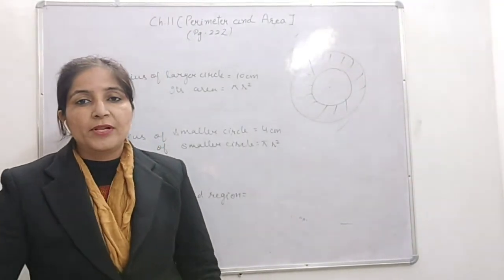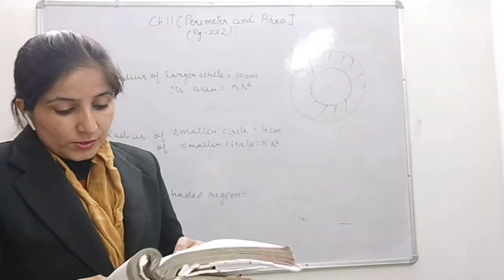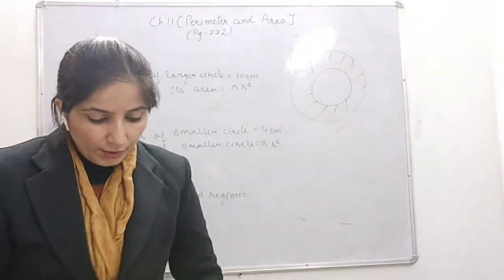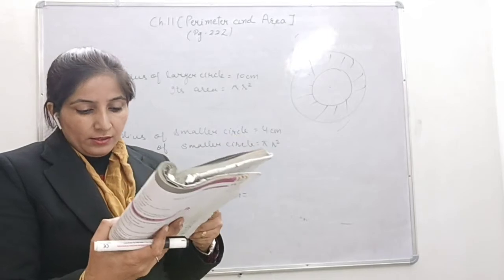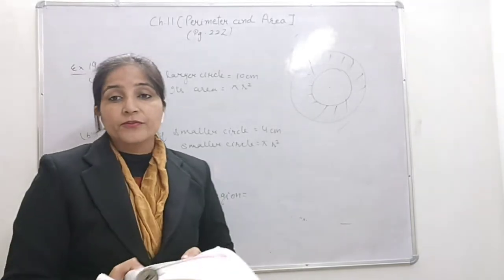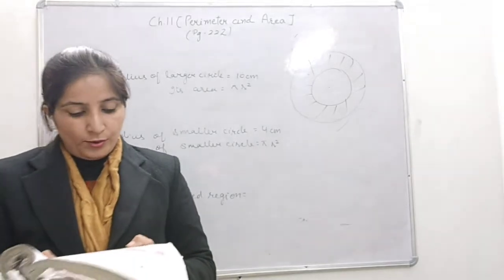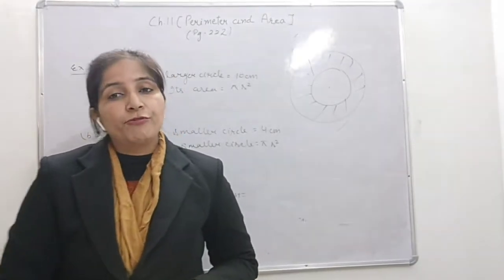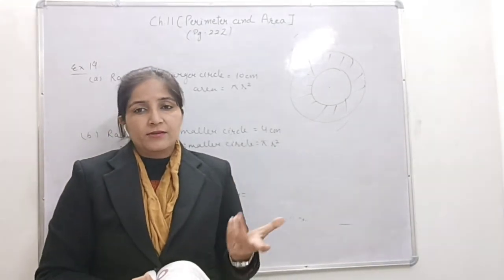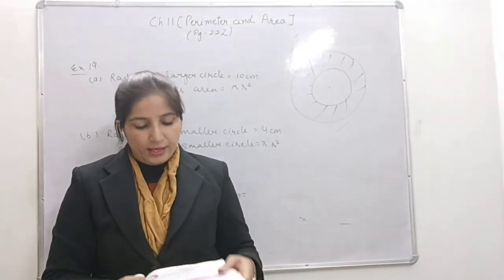Now students, example number 19. There is a figure given. Here you can see two circles with the same center. The radius of the larger circle is given as 10 centimeter, and the radius of the smaller circle is given as 4 centimeter. There are three things we need to find out: parts A, B, C. First, the area of the larger circle, then the area of the smaller circle. Both are very easy because the radii are given. We need to apply the formula and find the answer after calculation.